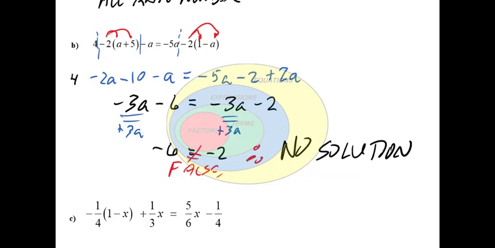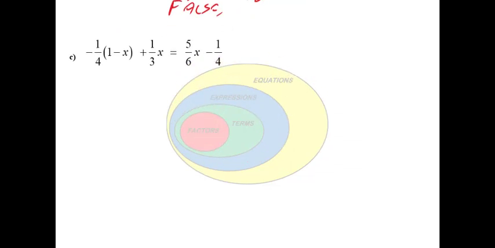So let's try the last one. The last one will give us some practice in clearing fractions. So I want to clear fractions on both sides. My common denominator, my greatest common denominator would be 12. So I'm going to multiply both sides by 12.